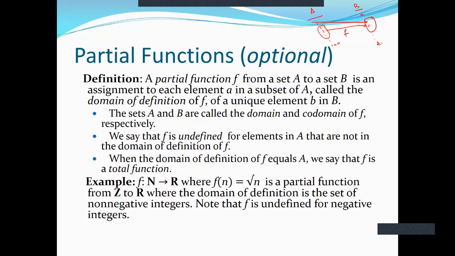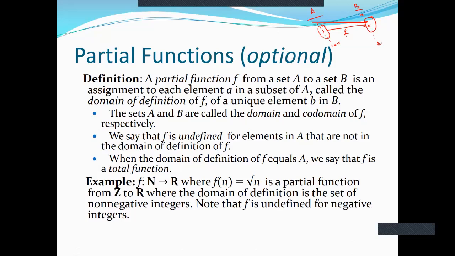And if it maps all the elements of A to the elements of B, then we call it a total function. So partial function means all the elements of A are not mapped to B. A subset of A is mapped to B, right? Then we call it a partial function. If all the elements are mapped, then we call it a total function.